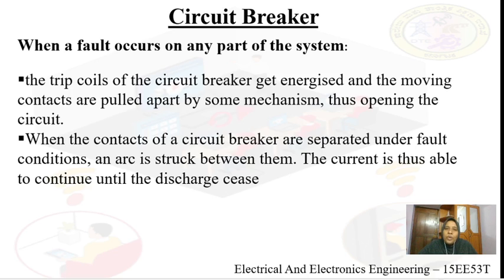So how does this trip coil energize? Circuit breaker is just an interrupting device. It cannot sense the fault. So you will be having a relay along with this circuit breaker. The relay will sense the fault. It will close its contact and generate a trip signal and gives the signal to the trip coil. So the trip coil gets energized and it will operate the moving contact of the circuit breaker. So what it does, as soon as the fault occurs, it will try to move the moving contact away from the fixed contact.